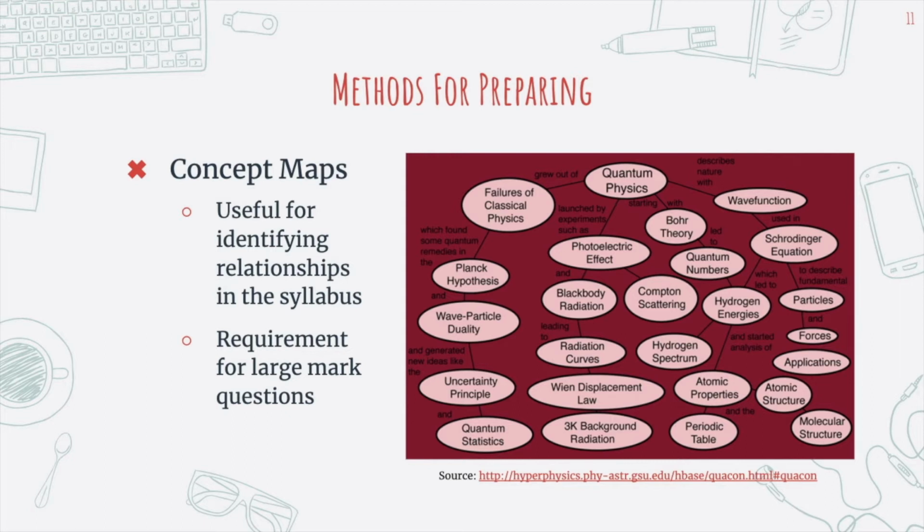So the first step we should do is start preparing some concept maps. Once we can see that all laid out in front of us, we'll start to identify the relationships between the whole syllabus, how scientists influenced other scientists, and how the evolution of the scientific understanding developed over time.